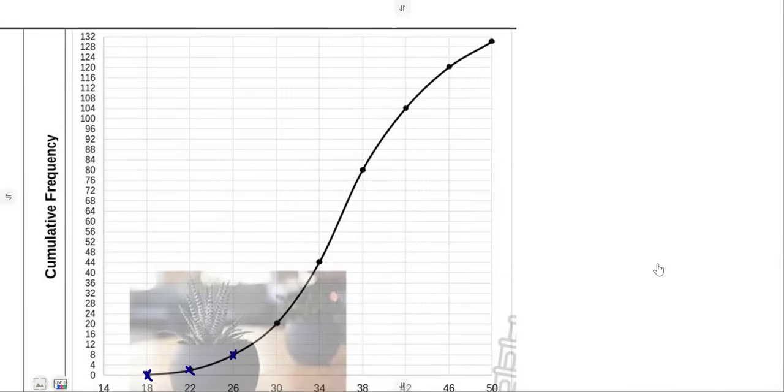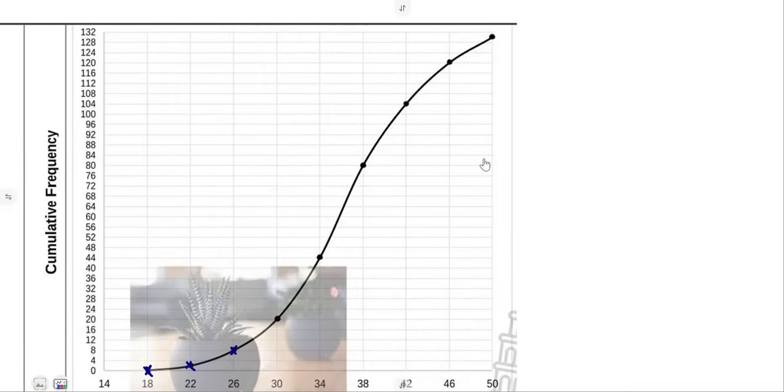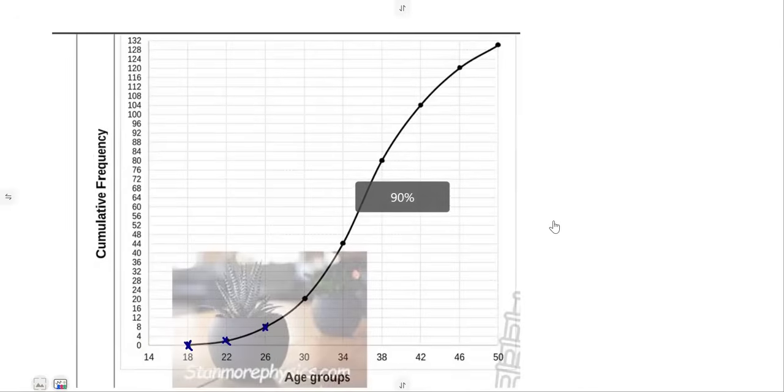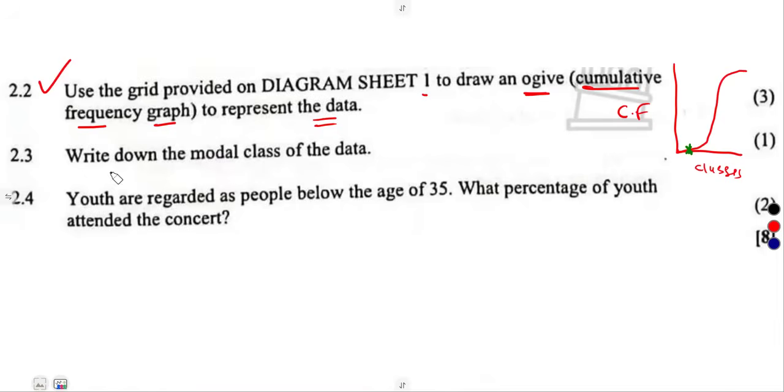So with the points joined, we have got what? A smooth, S-shaped curve that is representing what? A cumulative frequency curve, an ogive. So you're supposed to join the points in a smooth way. All right, so that is an ogive.